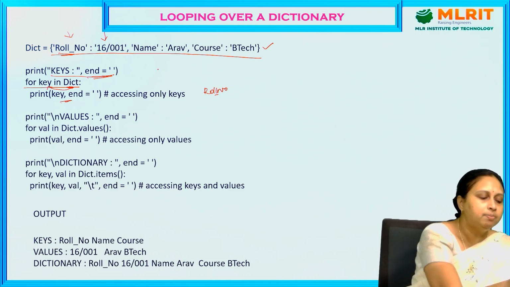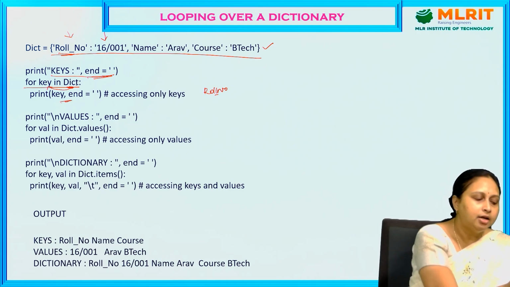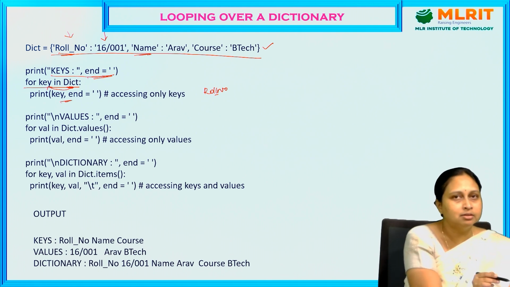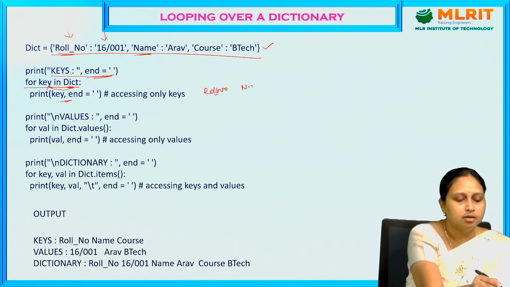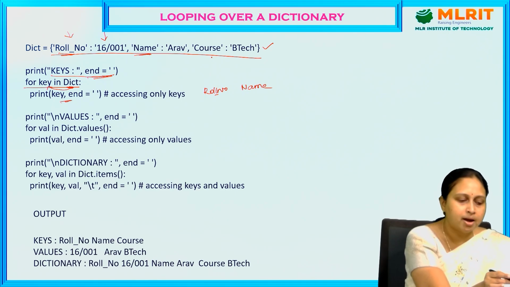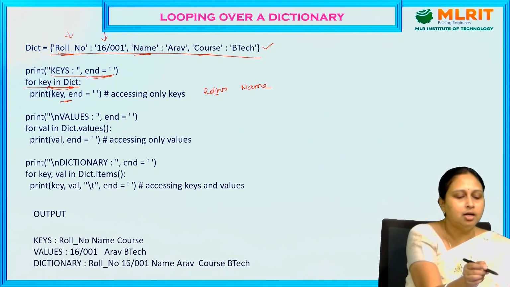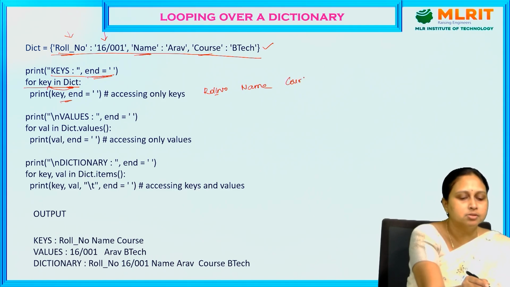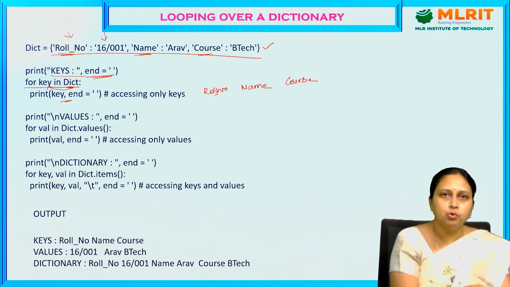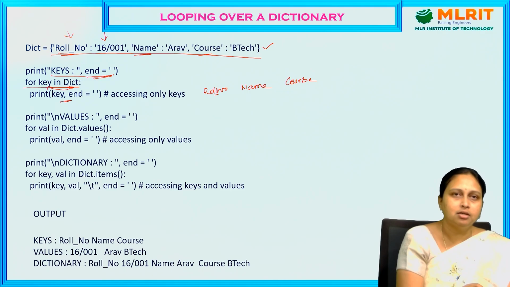Next, the loop is repeated and it checks for any other key present in the dictionary. Yes, another key is there, that is name. That will be displayed. It checks the remaining part of the dictionary. Do you have any key? Yes, course is there, and it can display course. By using a loop, we can access the keys in this way.